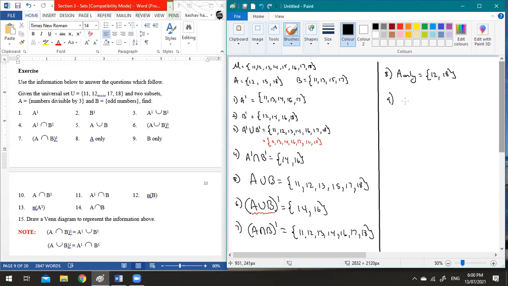And number 9, they want B only, and it is similar. We do not write the common element, and the common element is 15, so we do not write it. So 11, 13, and 17.